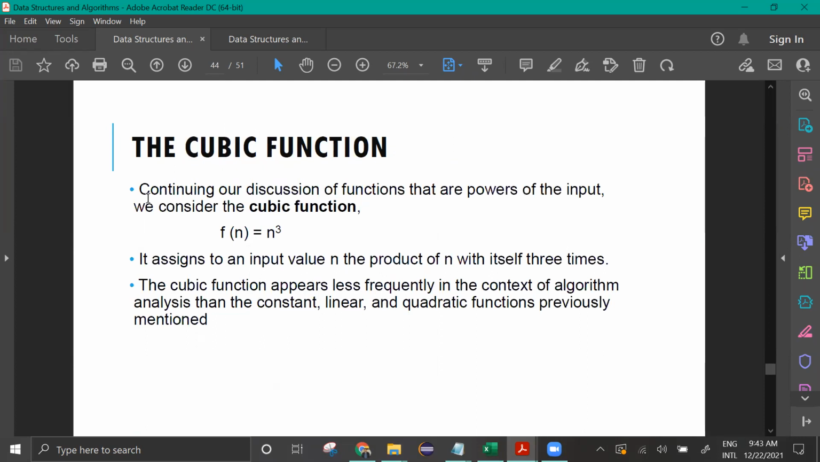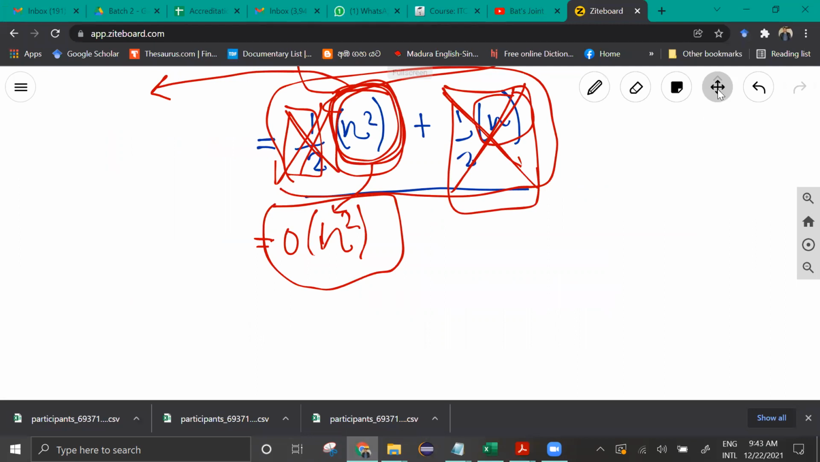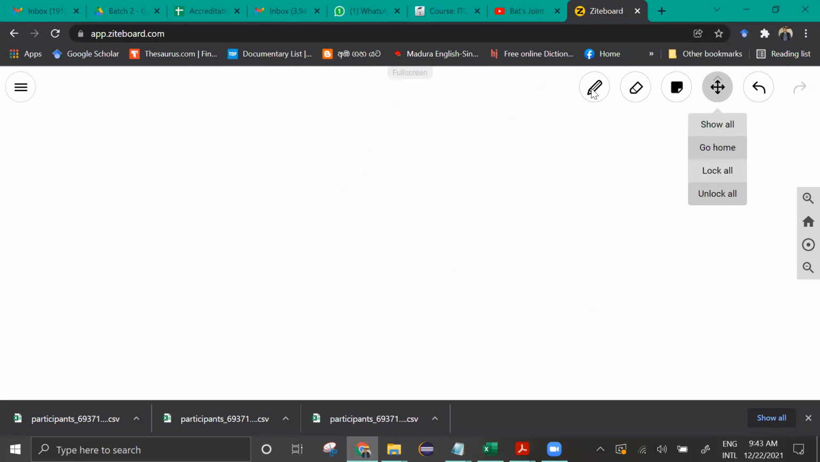Then the cubic function. The cubic function is f(n) = n cube, or power 3. It assigns to an input value n the product of n with itself 3 times. N 3 times. Cubic.